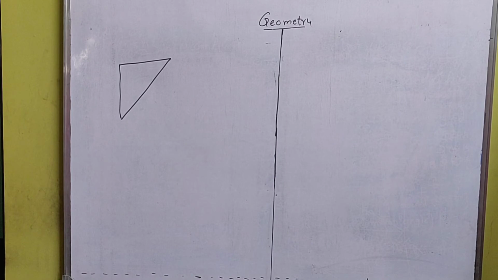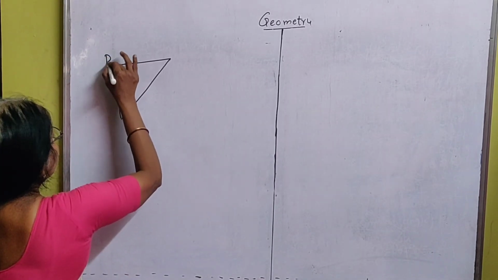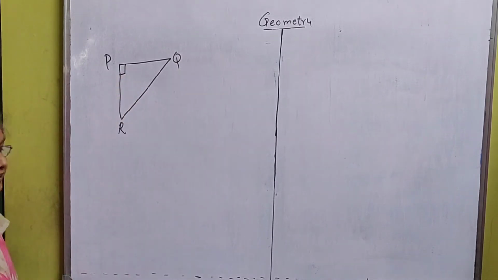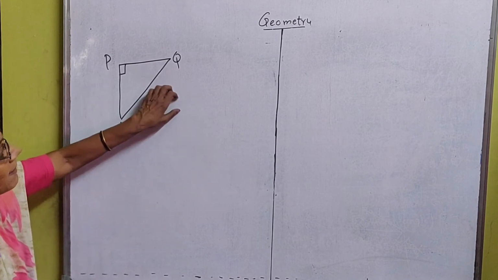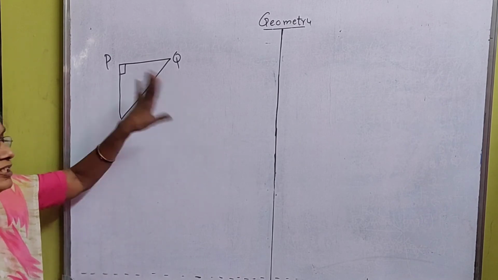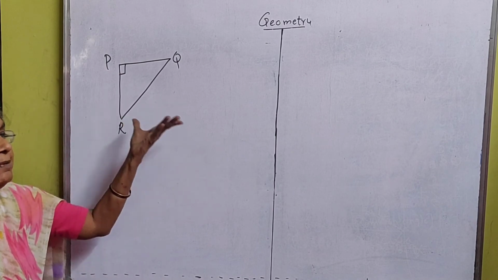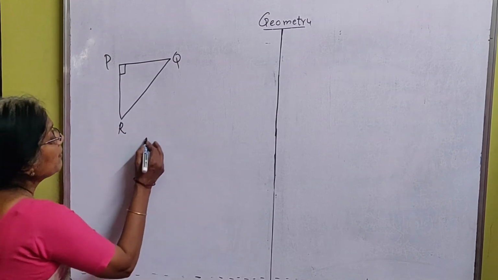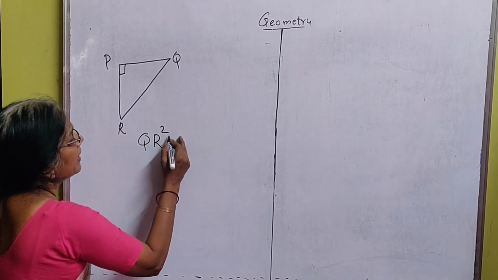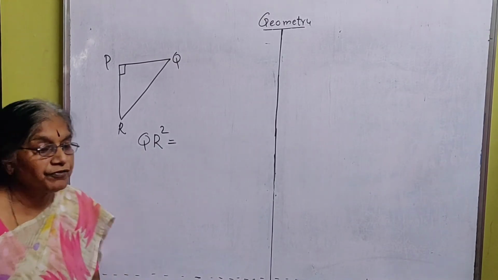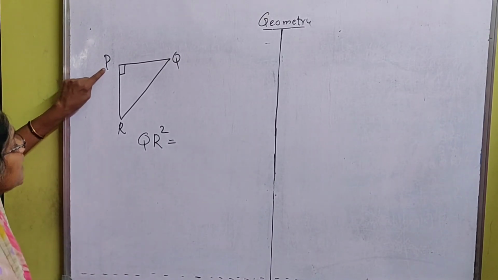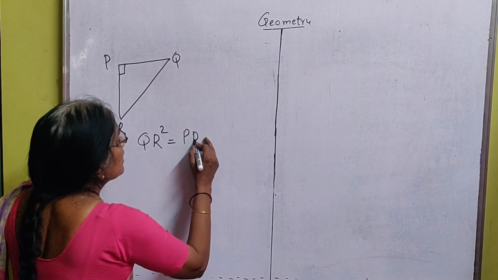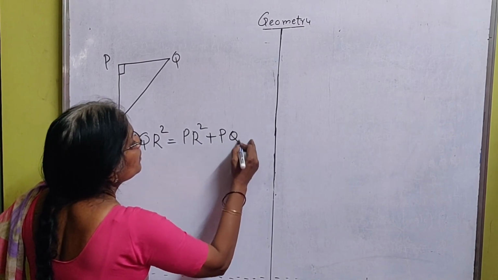this is a right angle triangle. I am going to name the vertices P, Q and R, and this is 90 degrees. So, how will you represent the statement of the Pythagoras theorem for this? The square of the hypotenuse. Which is the hypotenuse? QR. So QR square is equal to the sum of the squares of the remaining two sides. Which are the other two sides? PQ and PR. So I will get PR square plus PQ square.